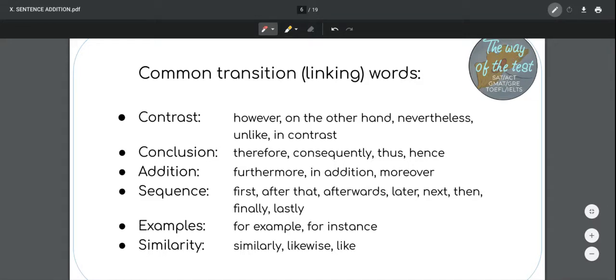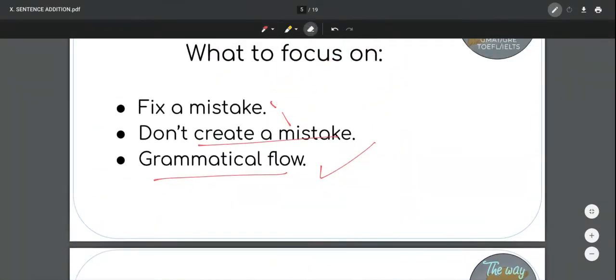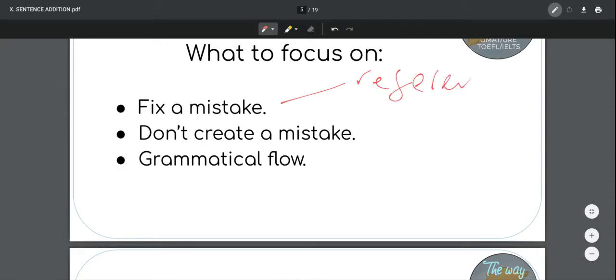In order to know whether I'm creating or fixing a mistake, I'm going to mainly focus on 2 things: reference and transitions. Those are the main things I'm going to focus on. Sometimes I will focus on other things, like a list. If the first sentence is making a list, saying this is the first one, this is the second one, and then the next sentence says this is the 4th one, I'm missing the 3rd one, so I'm obviously going to correct it by putting the 3rd one in the middle.